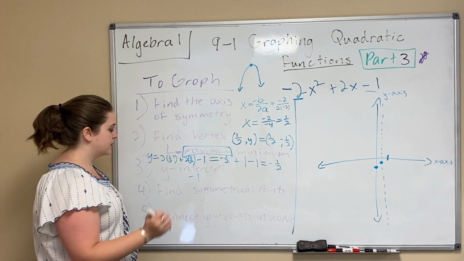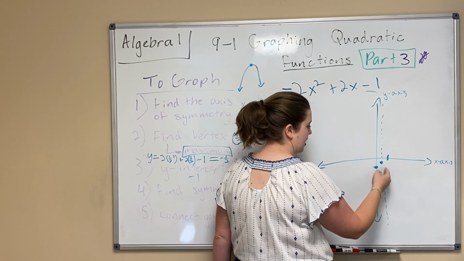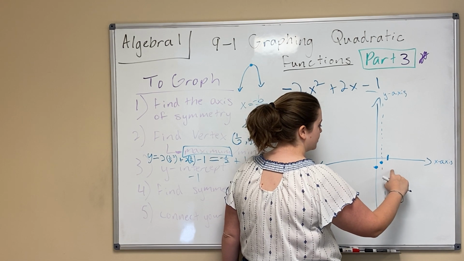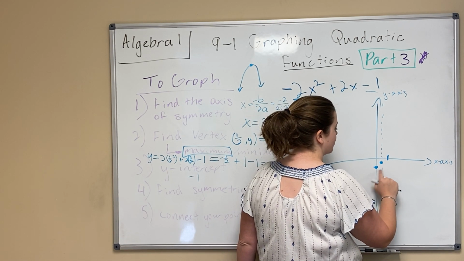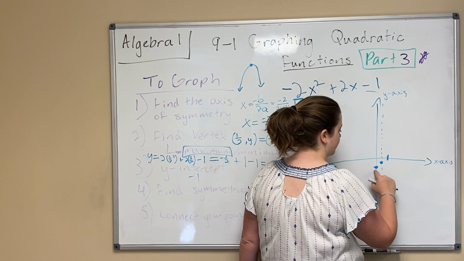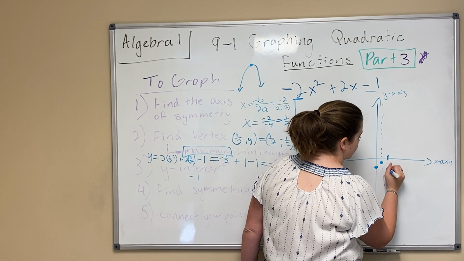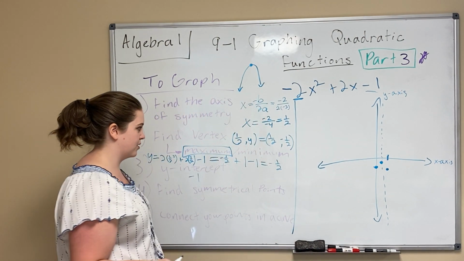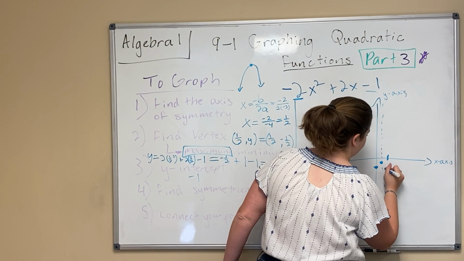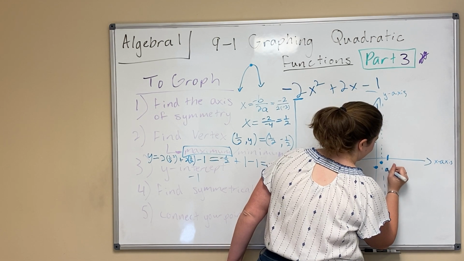Now step 4 says find symmetrical points. What this means is basically since we have our axis of symmetry, and I know that this point is here, I can find another point that's the same distance away from our axis of symmetry as this one. So this is 1/2 space away, so I'm going to go 1/2 in the other direction. There's me a symmetrical point. I made it a little low. Oh no, it's too close to the line. You guys get the idea though.